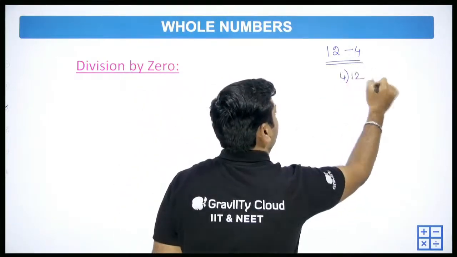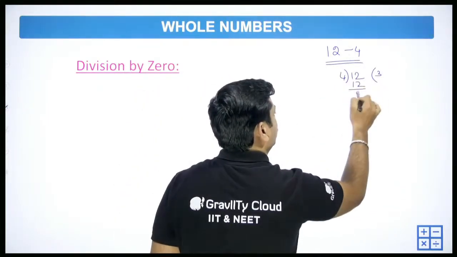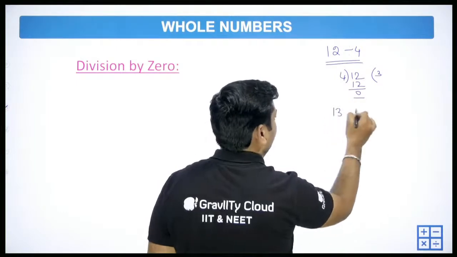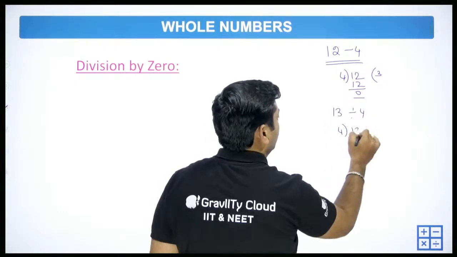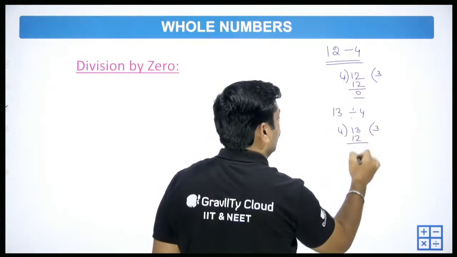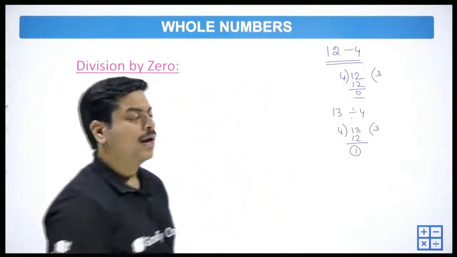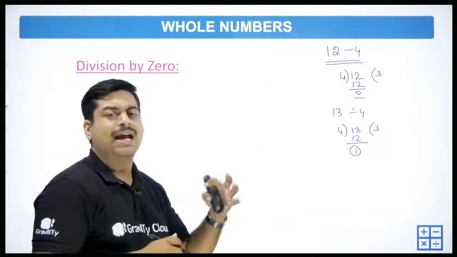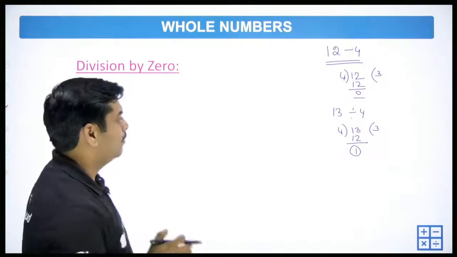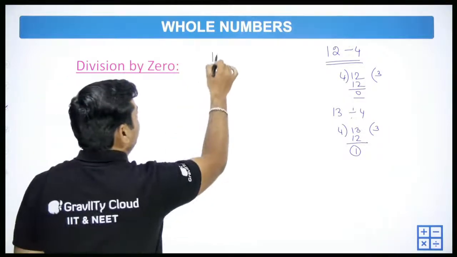4 and 12. So 4 3s are 12, that becomes 0. Okay, let me go for 13. 13 divided by 4. So 4 3s are 12, and then we are left with 1 as a remainder. So now tell me, can we divide with 0? For example, the same number 12 or 13, let me divide with 0.